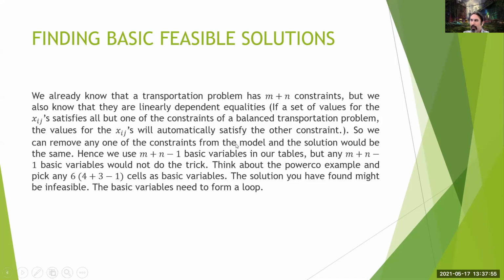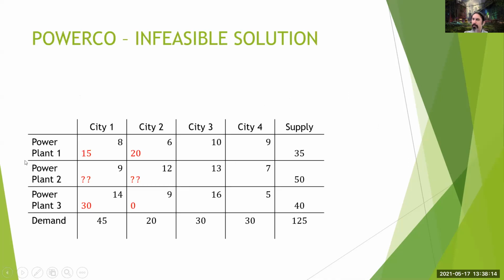But the thing is, as I said before, we have n plus n constraints, we need n plus n minus 1 basic variables, but those basic variables must form a loop or must not form a loop, let's say. You will understand what I'm talking about soon enough, because when you take those basic variables like this, okay, we have 1, 2, 3, 4, 1, 2, 3, 4, 5, 6, 7 constraints, right? So I will need 6 basic variables.